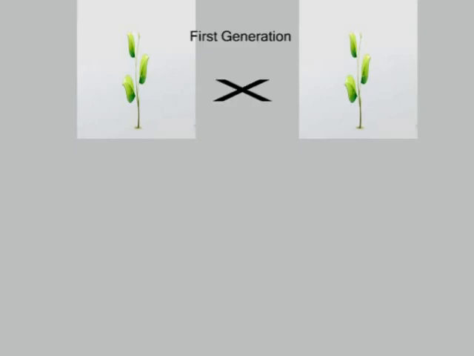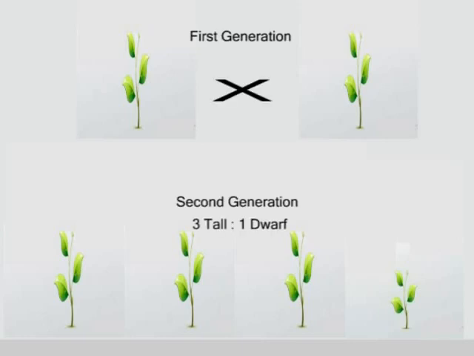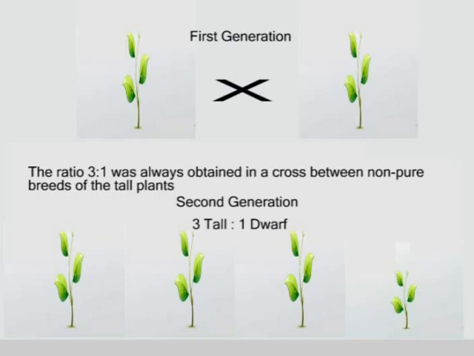Again, Mendel made another interesting observation. He observed that the second generation consisted of a mixture of tall and dwarf plants. He counted those plants and noted that the ratio of the tall to dwarf plants was approximately 3:1 respectively. Mendel observed that the ratio was always obtained when a cross was made between non-pure breeds of tall plants.